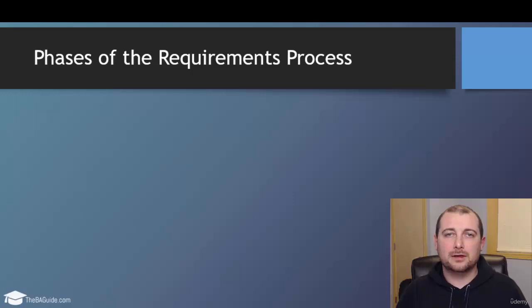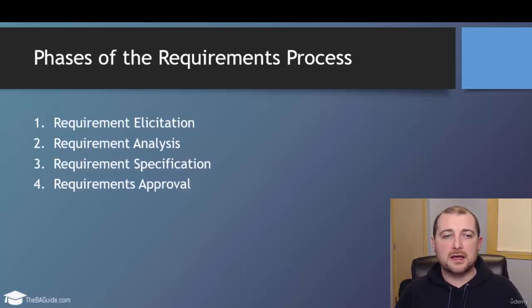Hey everyone. This lecture is going to give you an overall setup for the next few sections of lectures. And really in the next few sections, we're going to be talking about the phases of the requirements process. So there's 4 key phases that I break out for the requirements process. And that's requirement elicitation, requirement analysis, requirement specification, and requirements approval.